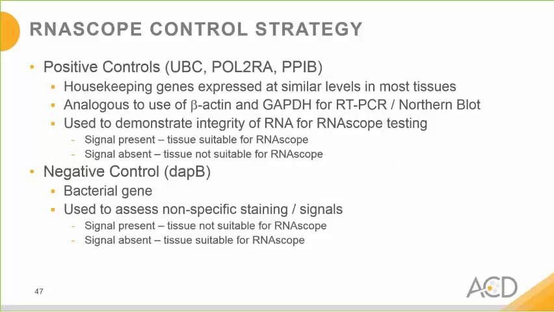The negative control typically used for RNAscope assays is a probe targeting a bacterial gene called DAP-B, which is from a soil bacterium that's very unlikely to have any sequence homology to any of the sequences that are being probed by our various investigators using the technology. In general, if a signal is present using this negative control probe, tissue is not suitable for RNAscope and indicates that there's some issue with either the performance of the assay or the tissue itself. If the signal is absent, that indicates that the tissue is suitable for RNAscope.